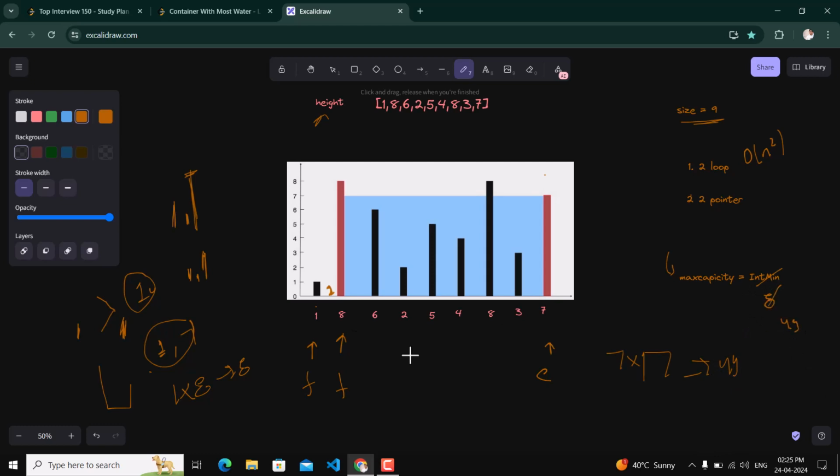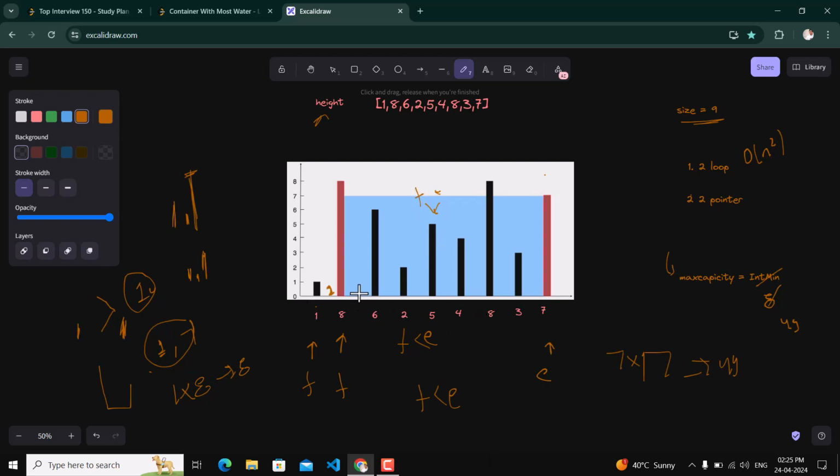Okay, so in the same way we will iterate up till front is less than end, because we don't have to take a single bar two times. So if front is here and end is here, we have to iterate up till here, because we cannot have front and end at the same position, because in that case we will not be able to form any container. Okay, so this is the case.